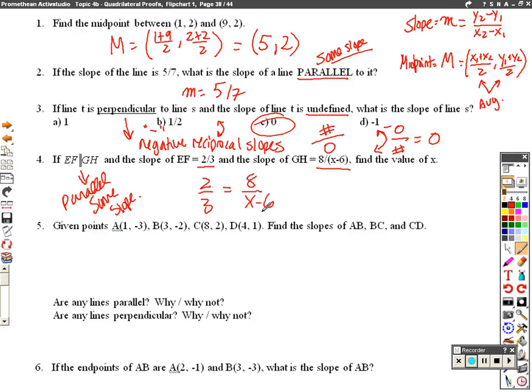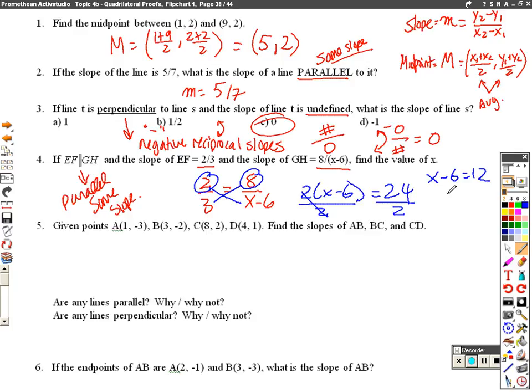Alright, if we're trying to figure out what x is, there's a couple of ways that we can think about it. One way that you learned in algebra was to cross multiply. So I'm going to take 2 times (x minus 6), and that will equal 3 times 8, which is 24. Let's just solve this equation. I'm going to divide both sides by 2. So we know that x minus 6 equals 12. Add 6, x will equal 18.